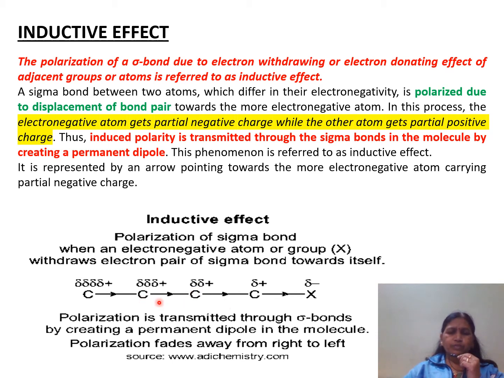This effect is transmitted through the carbon chain, and it is represented by an arrow pointing towards the more electronegative atom carrying the partial negative charge. It is represented by this arrow which is pointing towards the more electronegative element. The polarization is transmitted through the sigma bonds, this one, this one, this one, creating a permanent dipole in the molecule. This polarization fades away as we move from left to right.